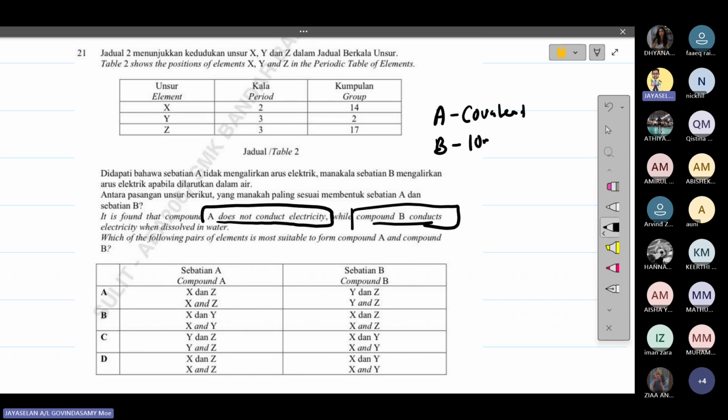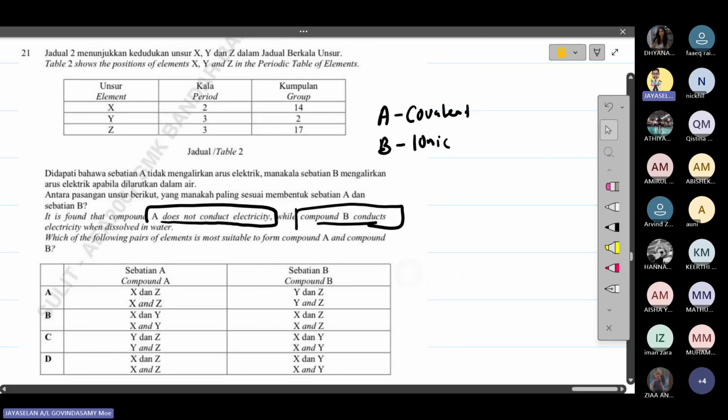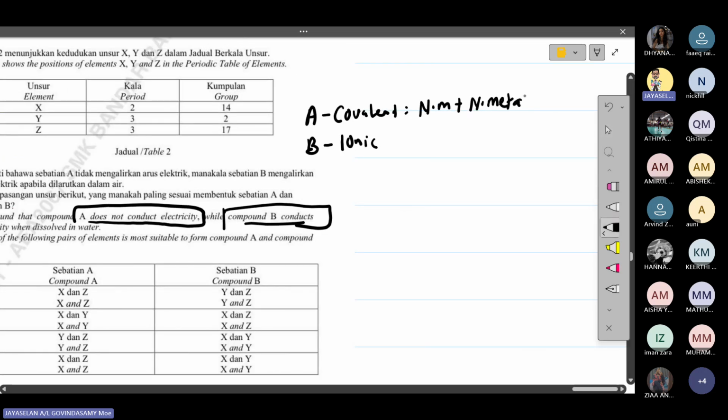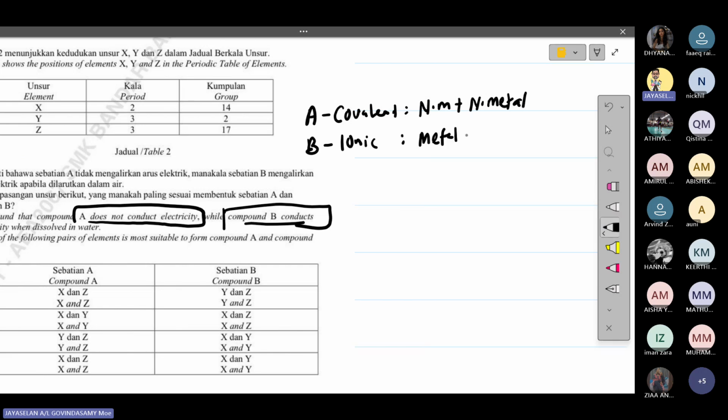Compound B is an ionic compound because an ionic compound dissolves in water and can also conduct electricity because of freely moving ions. So here you must look at which is non-metal. Covalent compound is non-metal plus non-metal. This you must memorize. The formula is simple. Covalent compound is non-metal plus non-metal. Ionic compound is metal plus non-metal. The problem for you all is you still don't know which is metal and which is non-metal.